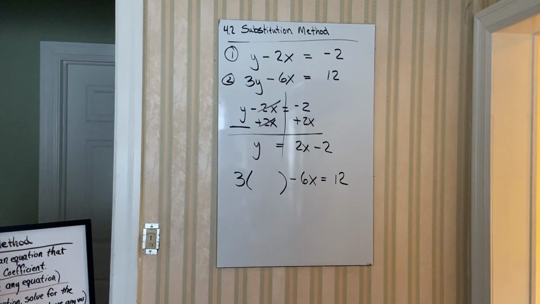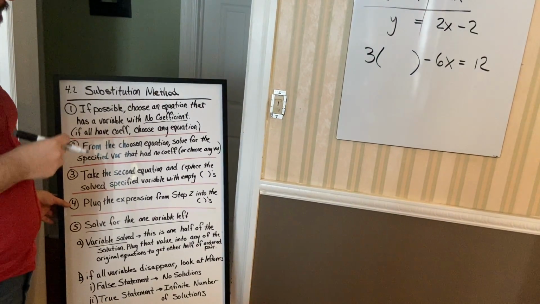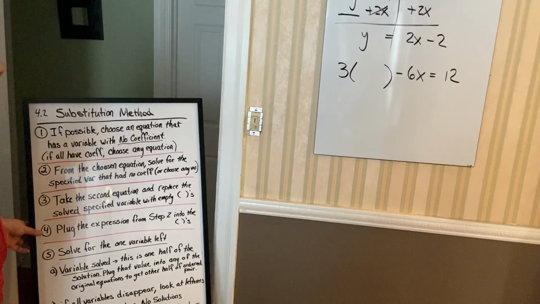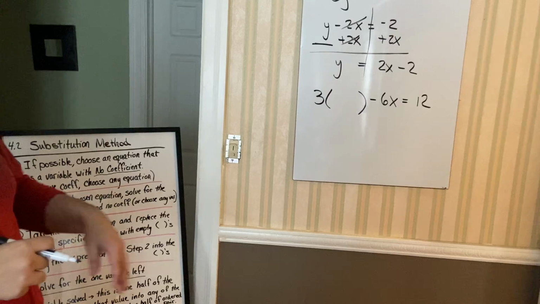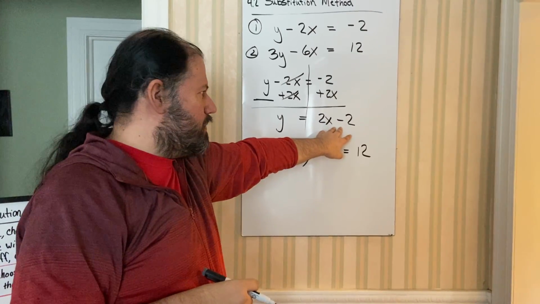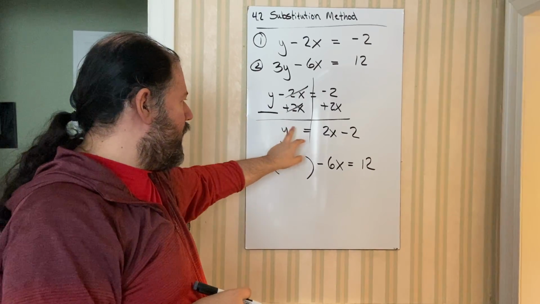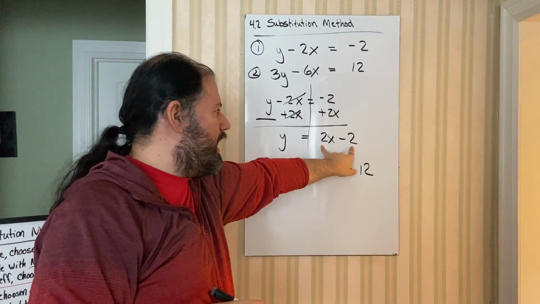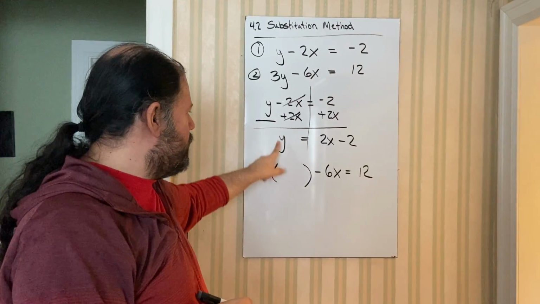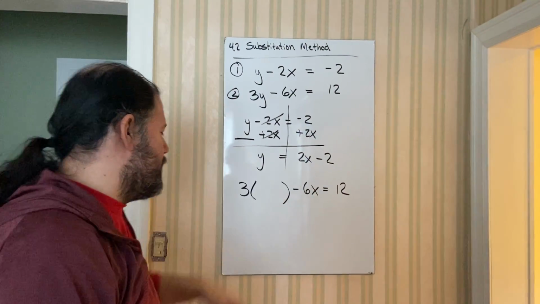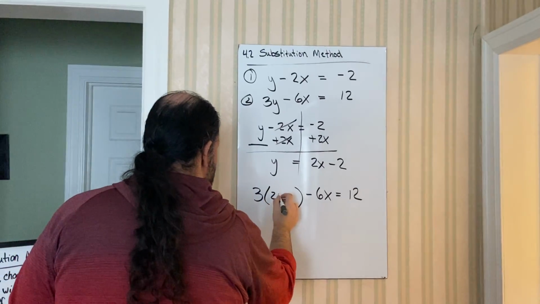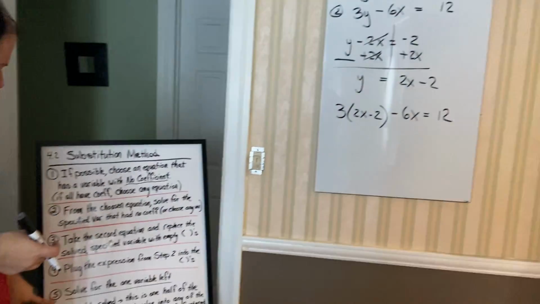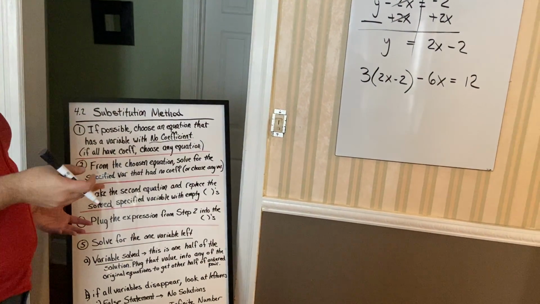Now that I have that empty set of parentheses, step 4, plug in the expression, not the whole equation, the expression that we just solved in step 2. We solved and got 2x minus 2. You're going to plug it here. Don't put y equals 2x minus 2. You cannot have double equal signs. Just this half. Because originally it was 3y, we're saying y is the same thing as this. So we're going to plug in the 2x minus 2, the expression. Once you have it plugged in, step 5, solve for the one variable that's left.